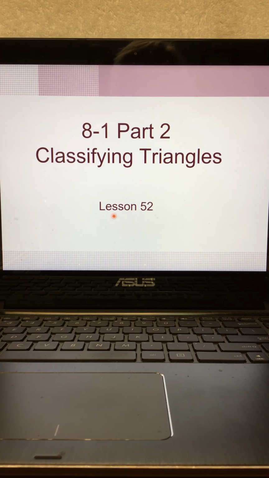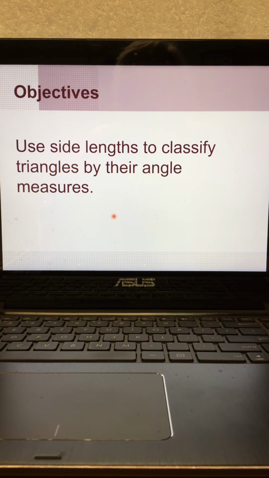All right, today we're going to be talking about lesson 2, which is classifying triangles. It comes out of the same lesson that the Pythagorean theorem came out of on Thursday. So we're in section 8.1, but this is the second part of that section, and it's called classifying triangles. Our objective today is to take the side lengths of a triangle and classify them by their angle measure. To classify by angle measure would be to call it an acute, a right, or an obtuse triangle.